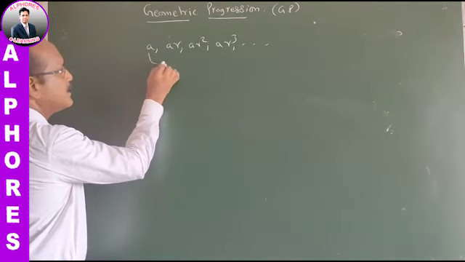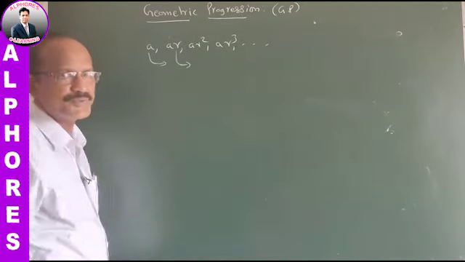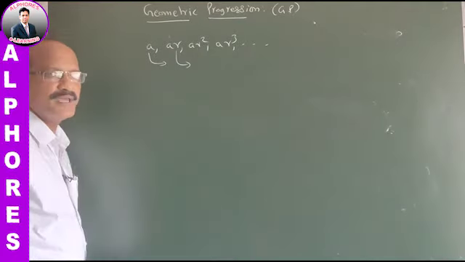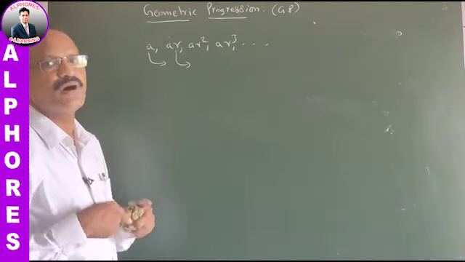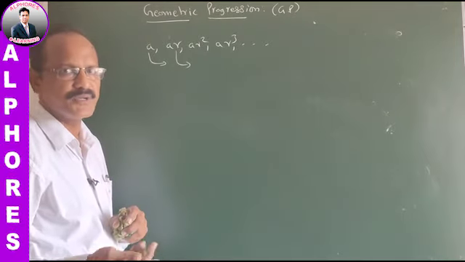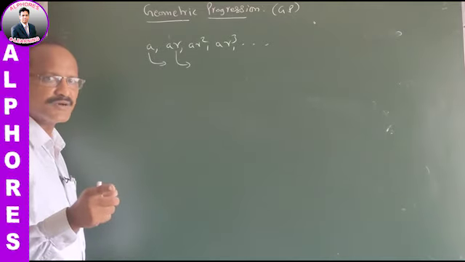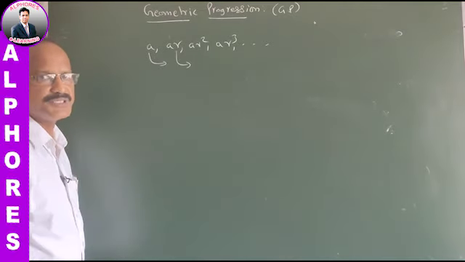Now here A is called the first term and R is called the common ratio. The common ratio value may be either positive or negative. It is never zero. It may be imaginary also. No term of a GP is zero. That is, A is not zero and R is not zero.